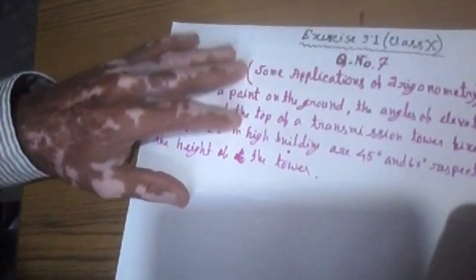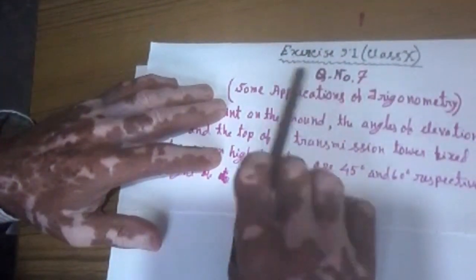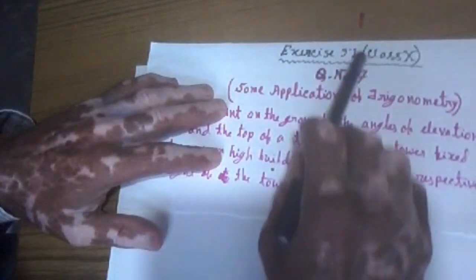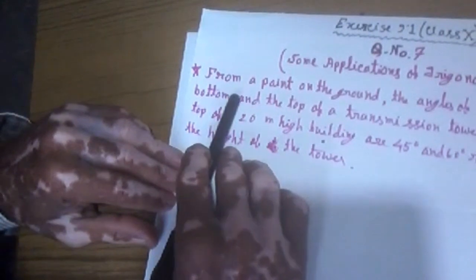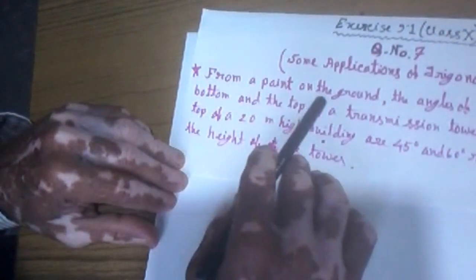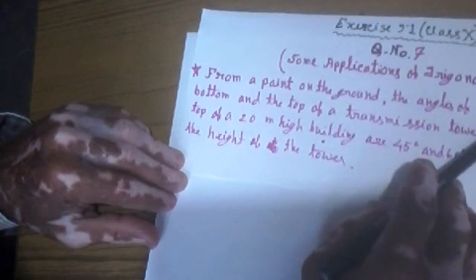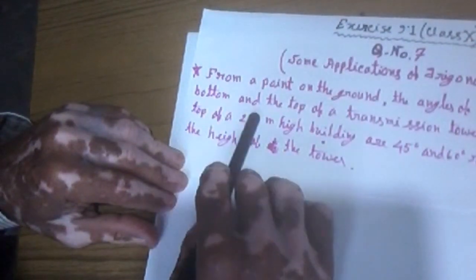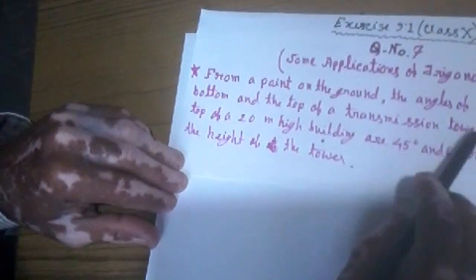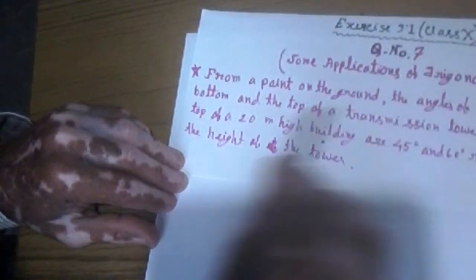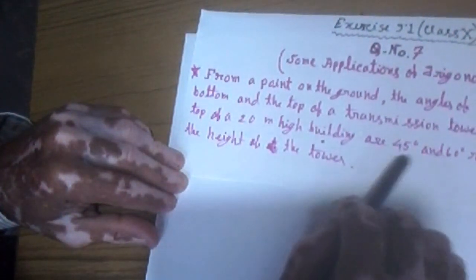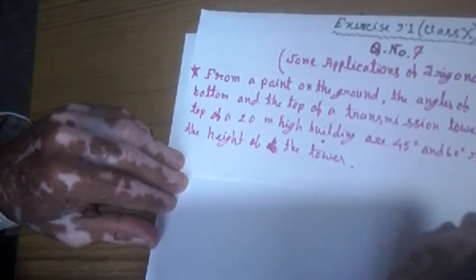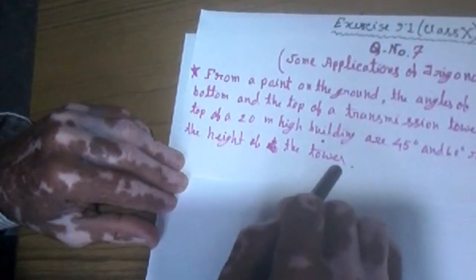So I have just taken question number 7 from exercise 9.1 of your class 10 book under Some Applications of Trigonometry. Now let us see what the question says. From a point on the ground, the angles of elevation of the bottom and the top of a transmission tower fixed at the top of a 20-meter high building are 45 degree and 60 degree respectively. Find the height of the tower.